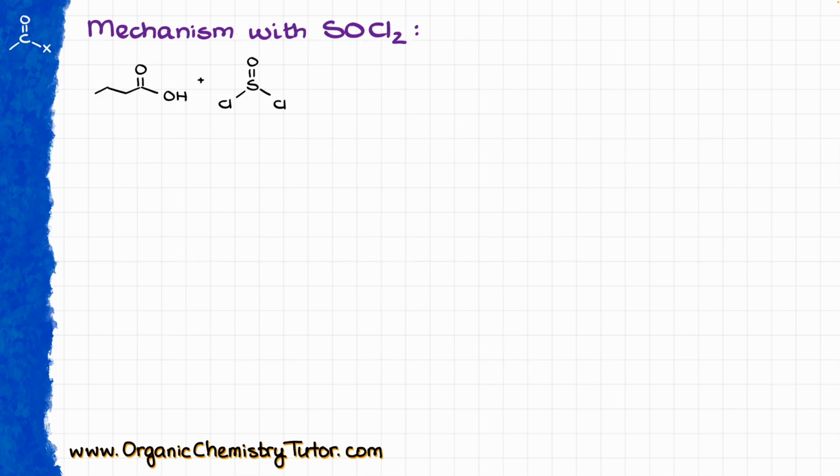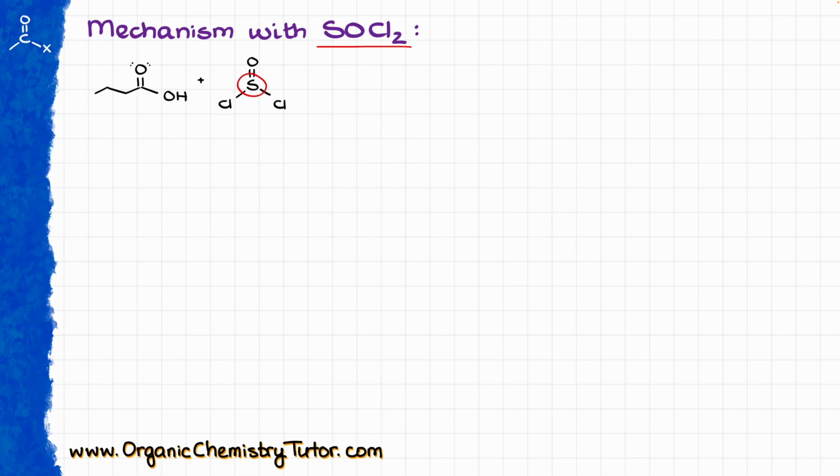And with all of that in mind, let's look at the mechanism of the formation of the acid chloride from the carboxylic acid using the thionyl chloride over here. As I've mentioned a moment ago, this is the most common way of making acid chloride, so this is definitely a mechanism that you want to know.